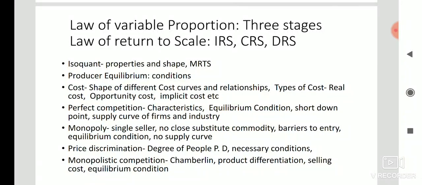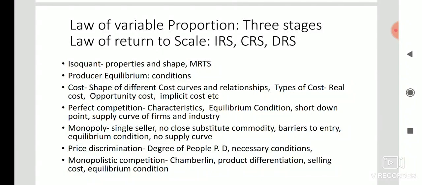Now, sometimes questions come on types of cost, like real cost and opportunity cost. These are the most important so far as PG entrance is concerned. Real cost means the pain and sacrifice undergone by a producer, and opportunity cost means the next best alternative that is sacrificed. So these are some of the important types of cost which come in entrance examinations.